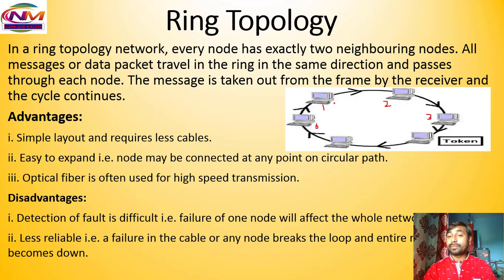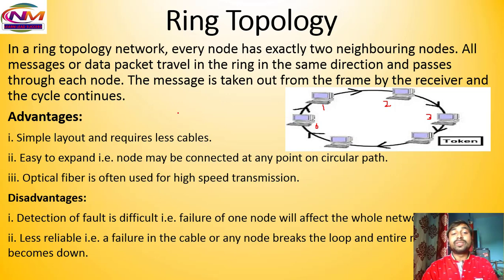Suppose that one computer wants to pass a message to computer 3. So 1 will pass it to 2 and 2 will pass it to 3. This is the main disadvantage of this network, because if any one of the messages is passed along like this, privacy will not be there in this networking. Now the advantages: this is a simple layout and requires less cable.